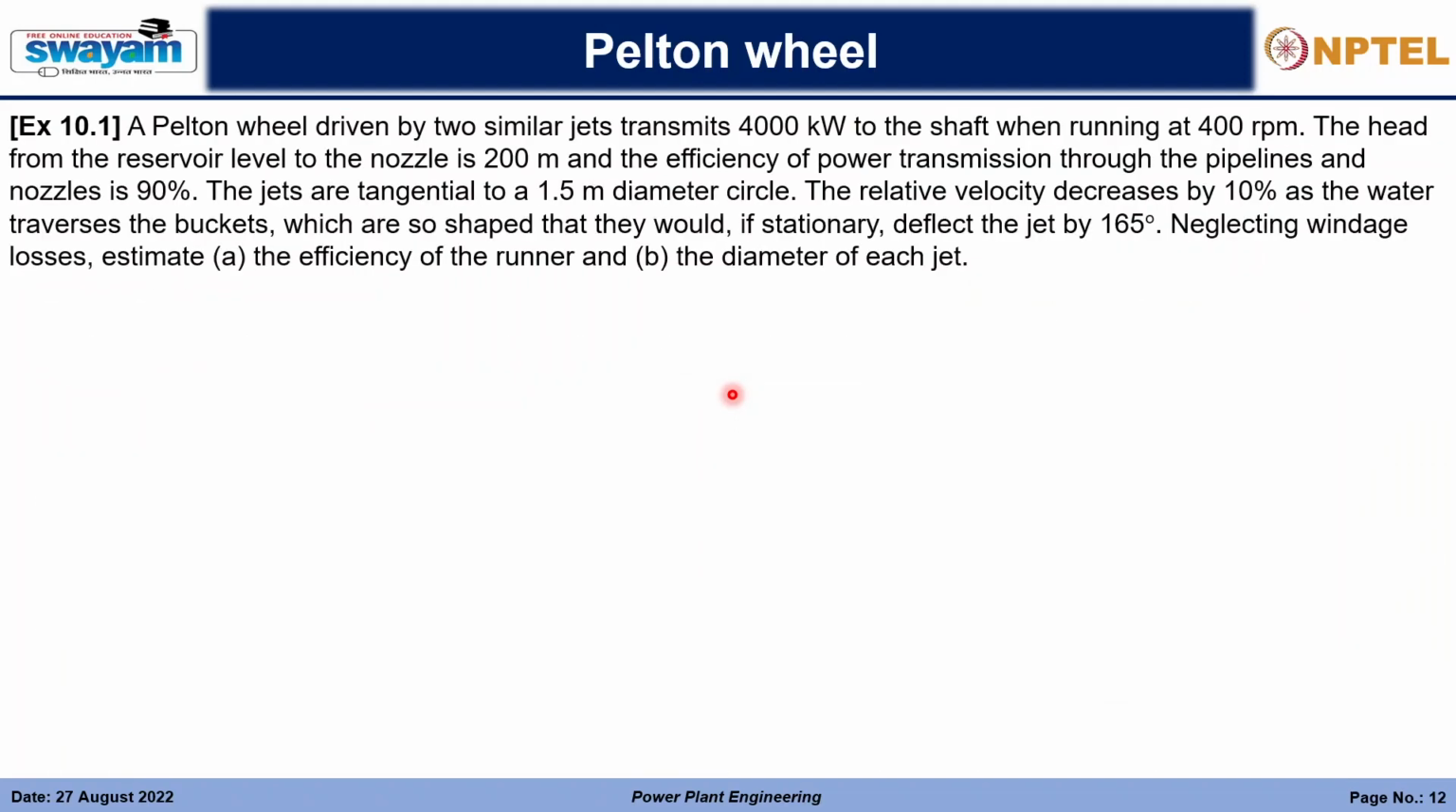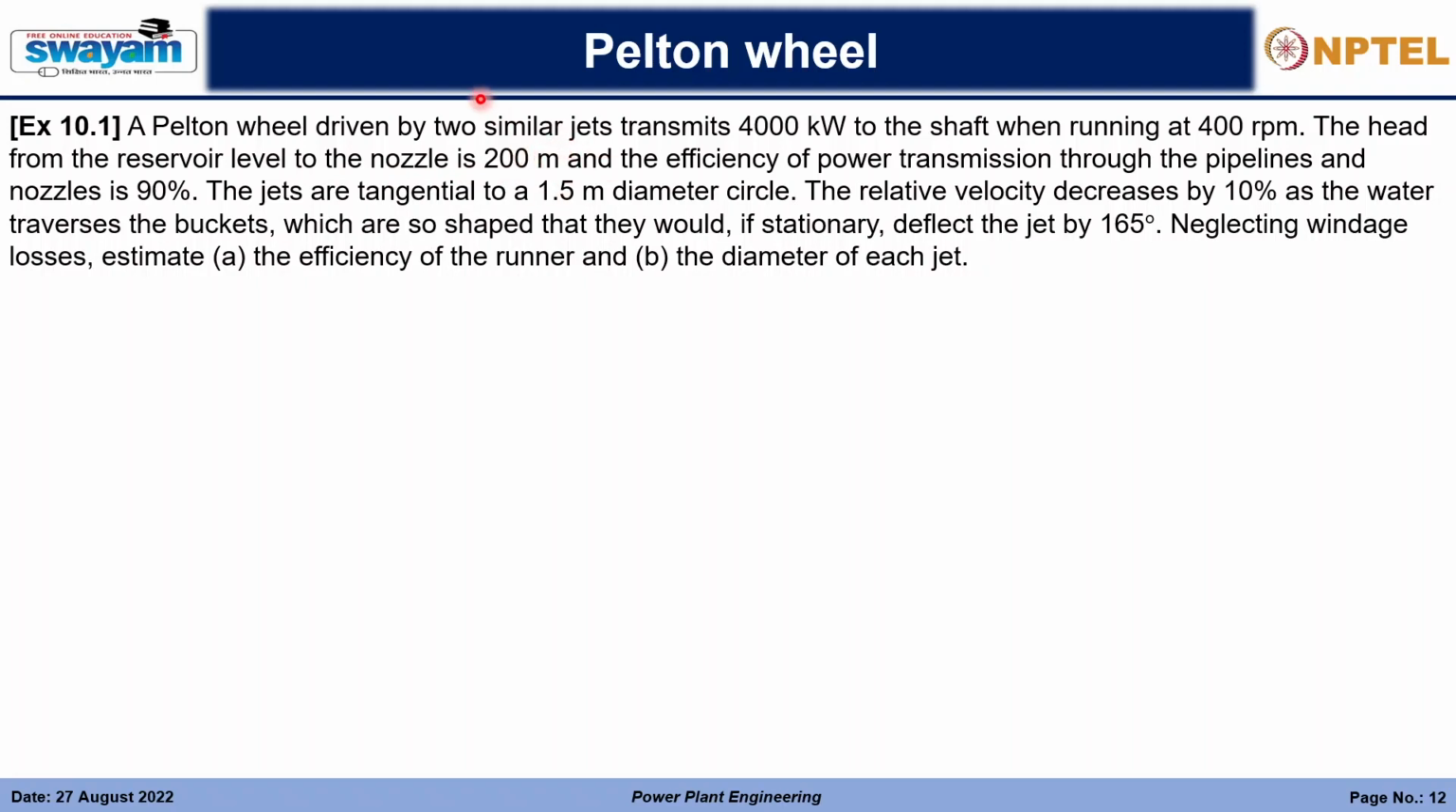So the first problem is a Pelton wheel driven by two similar jets, which transmit a total of 4000 kilowatt to the shaft when running at 400 RPM. The head from the reservoir level to the nozzle is 200 meter.